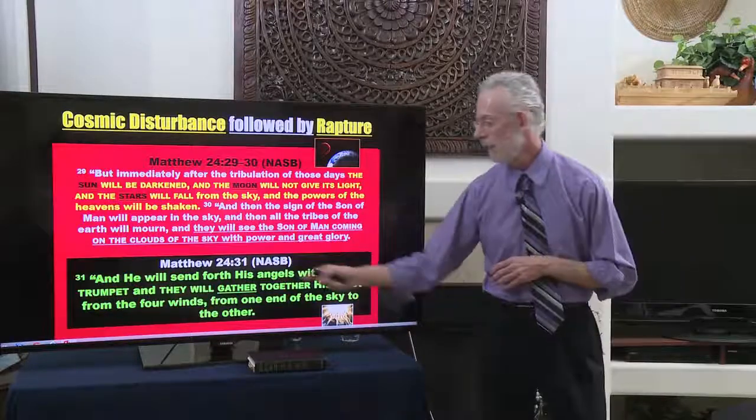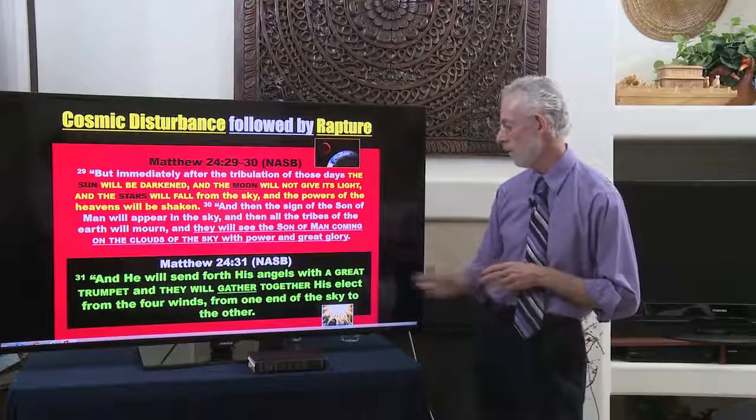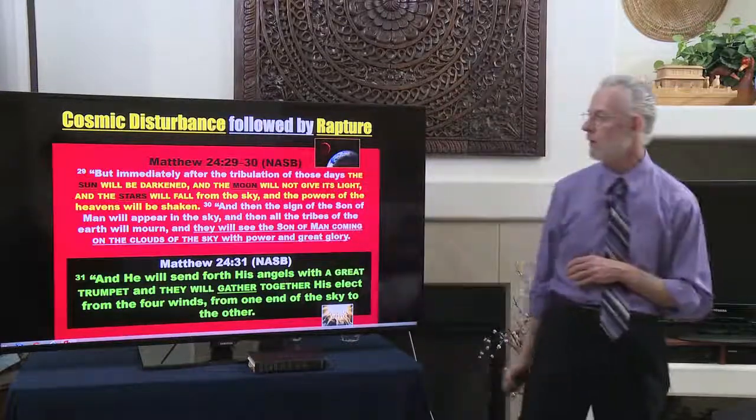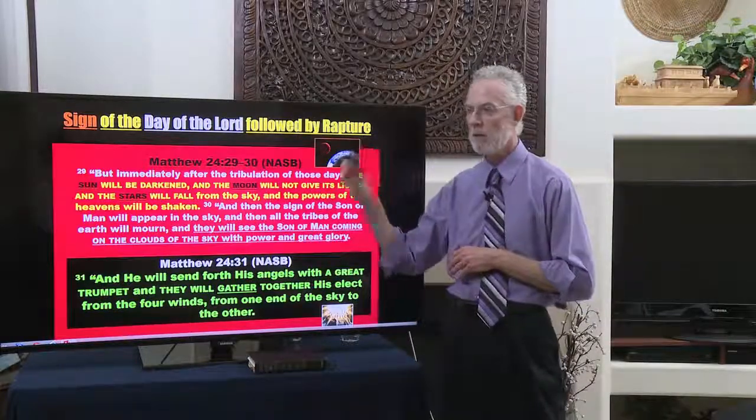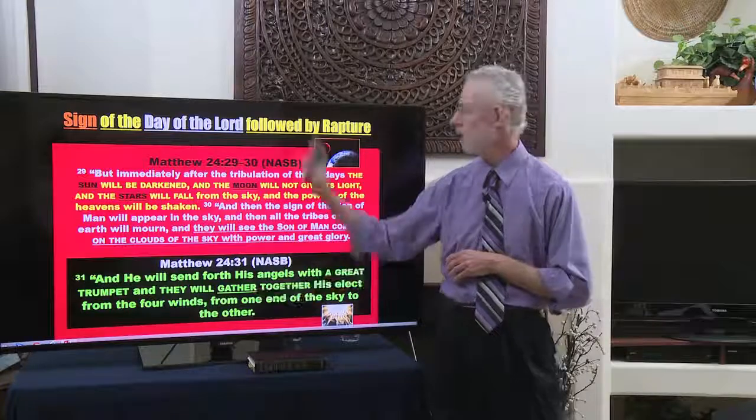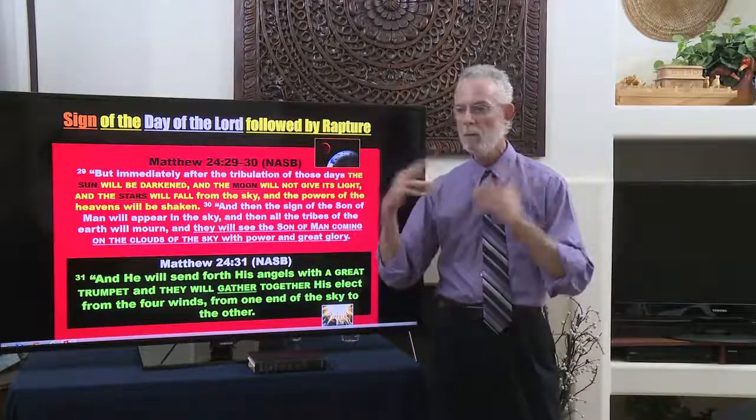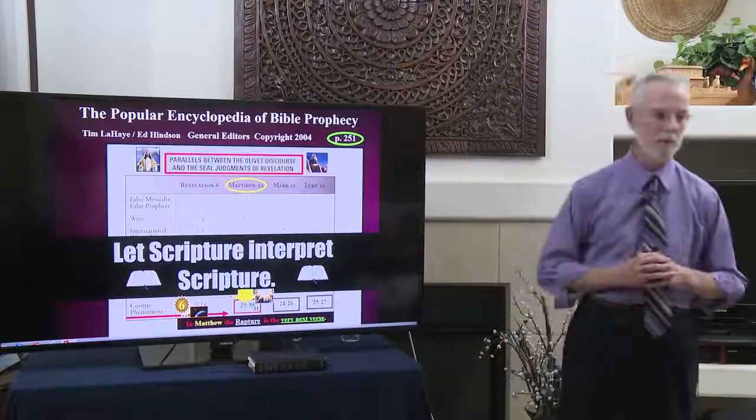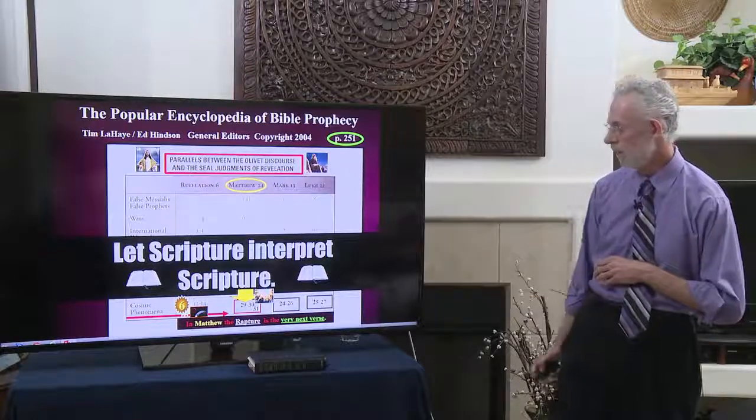Look at the next verse. He'll send forth his angels with the great trumpet. They will gather together his elect from the four winds, from one end of the sky to the other. We have cosmic disturbance followed by the rapture, or you could say it this way. We have the sign of the day of the Lord followed by the rapture. Exactly where Jesus said it should be, because we're not going to go through his wrath. He gives us the sign of the day of the Lord. He removes us before he pours out his wrath. The rapture is the very next verse. And it was just left off the chart.